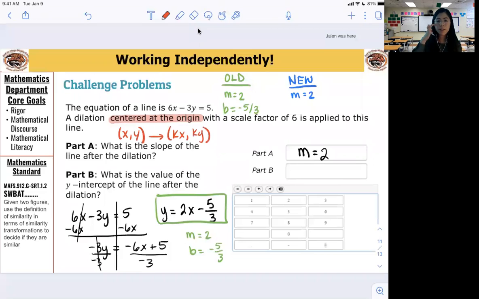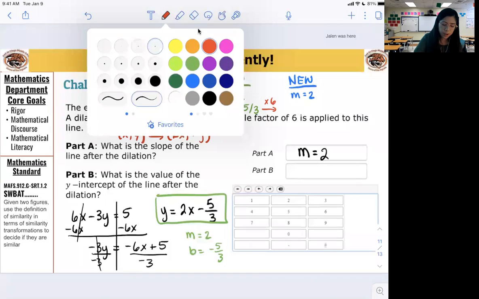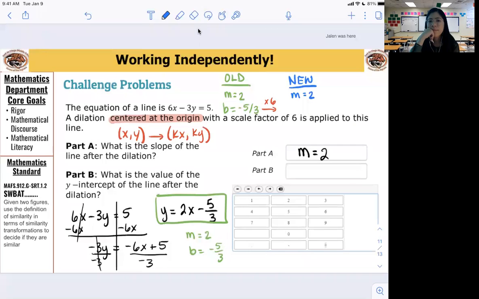And since we know that the scale factor is 6, all I need to do is multiply my y-intercept times 6. So what do I get? Good, negative 10. Negative 10, not m. b is negative 10. Negative 5/3 times 6 gives me negative 10.